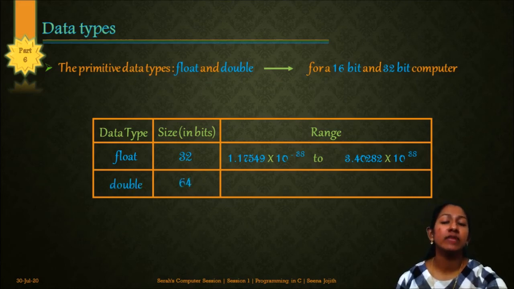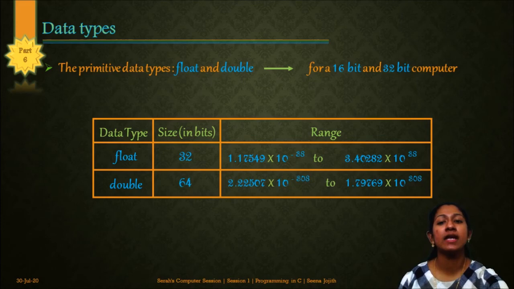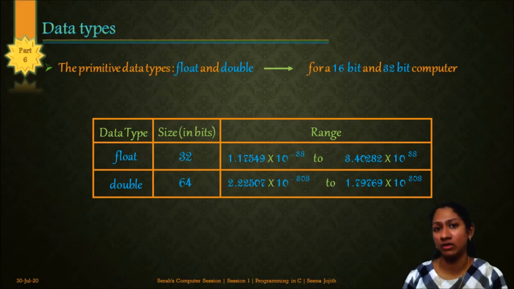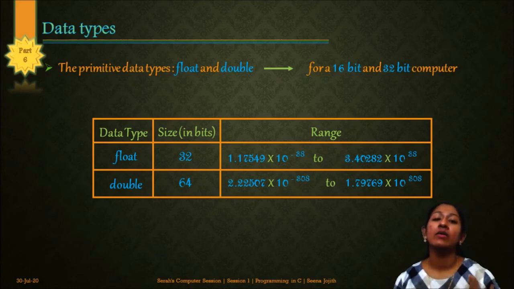Okay, so moving on to double. The size allocated is 64 bits, and the range is 2.22507 into 10 raised to minus 308 to 1.79769 into 10 raised to 308. Okay, so I hope you understood my class today.